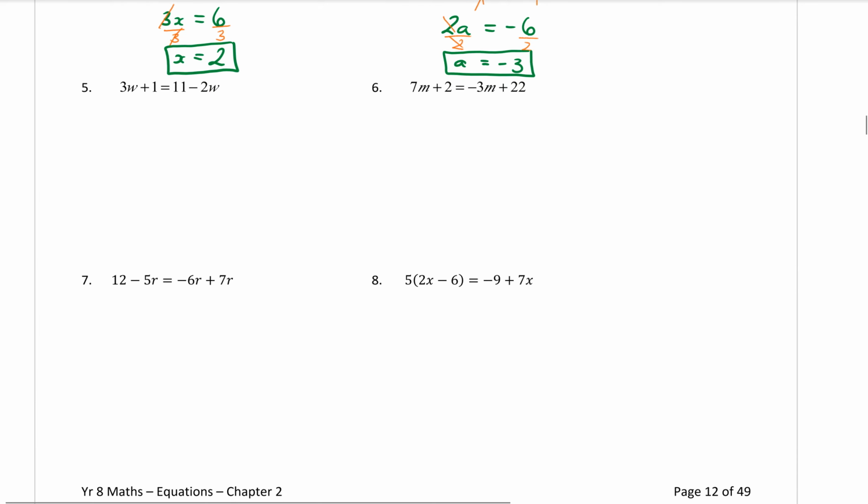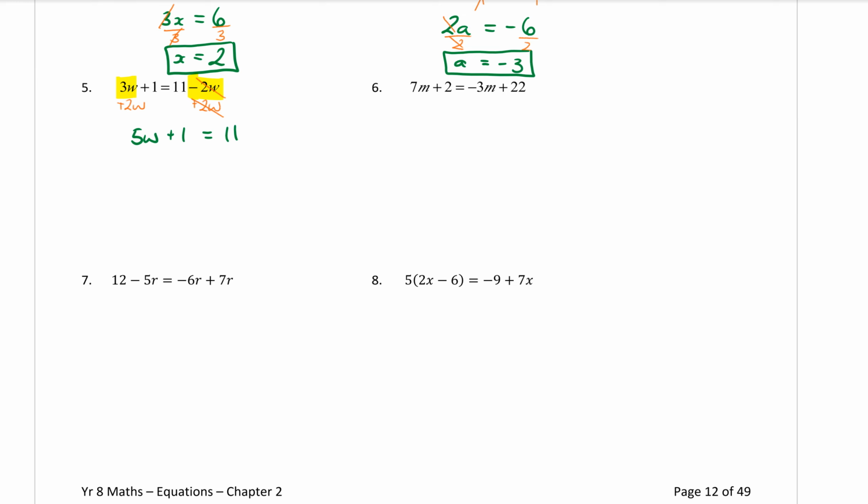Question 5, we have 3w and negative 2w. Now don't forget about that minus sign. 3 and minus 2, the minus 2 is smaller. So to do the opposite of minus 2w, you want to plus 2w. That will cancel that term. 3w plus 2w makes 5w plus 1 equals 11.